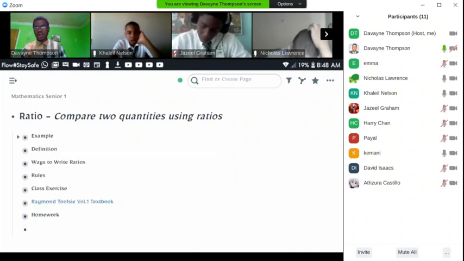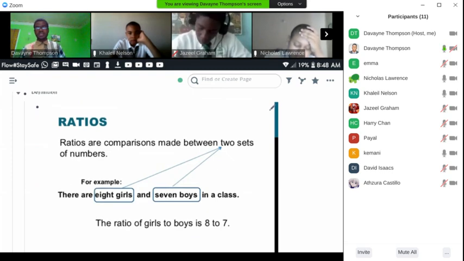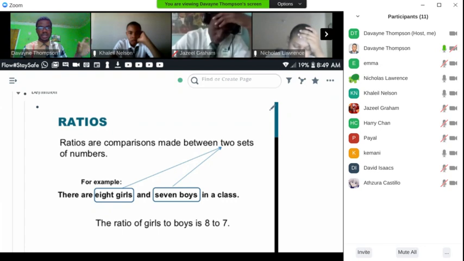Now that you understand an example in the real world, let's define it. Okay, let's define the ratios. So, ratios is comparing two numbers or two sets of numbers, right? So here's another example. There are 8 girls and 7 boys in a class. Let me ask a question, Khalil. If there's 8 girls and 7 boys in a class, how many students overall is in the class? What would you do to get the total number of students?